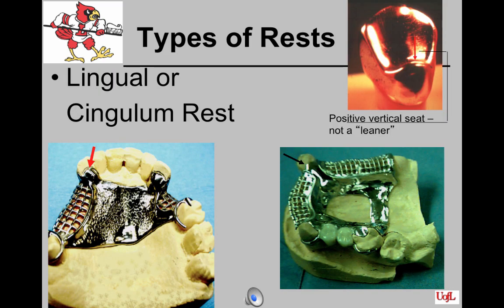Pictured here is the lingual or cingulum rest. This particular rest is a rounded chevron that is used on the maxillary canines. It may also be used on the mandibular canines if a cast restoration is placed on the tooth or if a composite cingulum rest has been placed on the tooth.